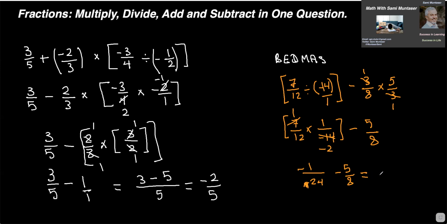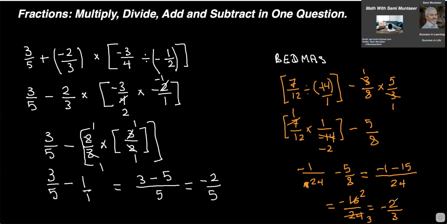So here, we're going to add these or subtract them. Common denominator is 24. 24 divided by 24 is 1. 1 times -1 is -1. Minus 24 divided by 8 is 3. 3 times 5 is 15. So now I get negative 16 over 24, and that reduces: 8 goes into 16 twice, and goes into 24 3 times. So I have negative 2/3.